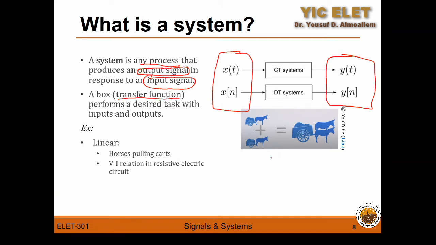Let's erase this. As an example, if we're talking about the system as your cart moving some material, if one horse is able to move 100 kilograms, then if we add two horses, we will be able to move 200 kilograms, as we can see from this figure. The input will be the number of horses, and this is the system, and the output is the weight of the material that we want to carry or transfer. So for this system, it looks very linear. Even if you add 3, you will be able to go with 300 kilograms.